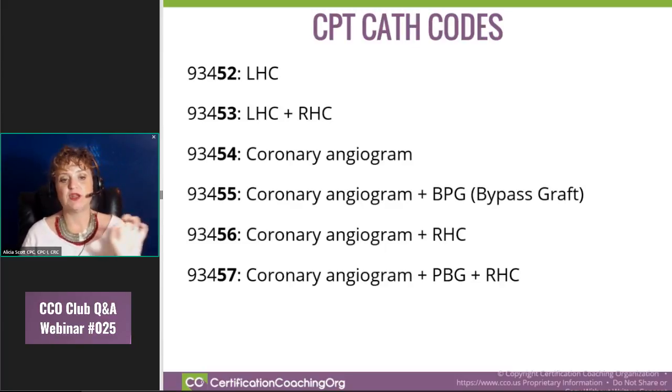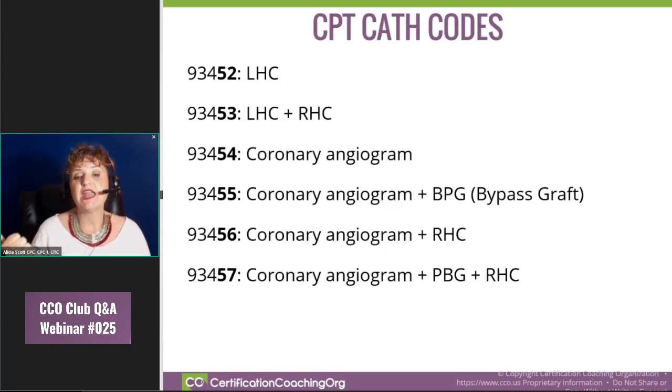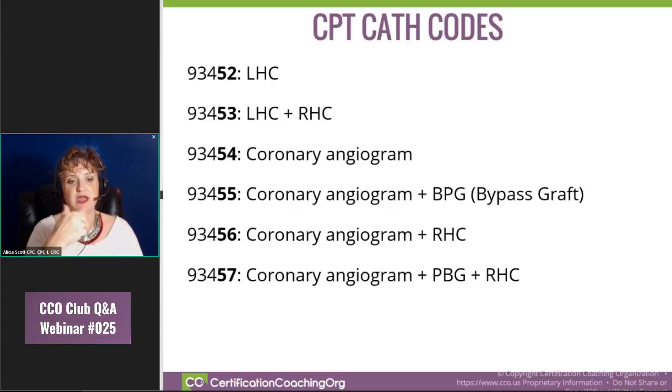93456, coronary angiogram, and a right heart cath. Very simple. Because all that other stuff we saw on the previous slide is included, and that'll all be reported. But really, all you have to know is, did they do a coronary angiogram? Yes. Did they do a right heart cath? Okay, then our code is 93456.